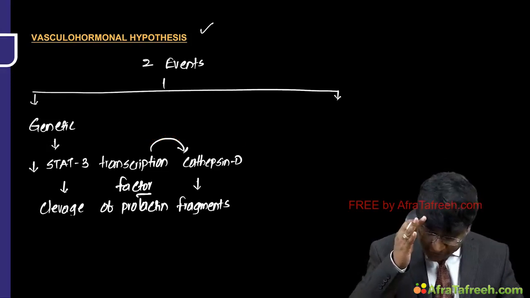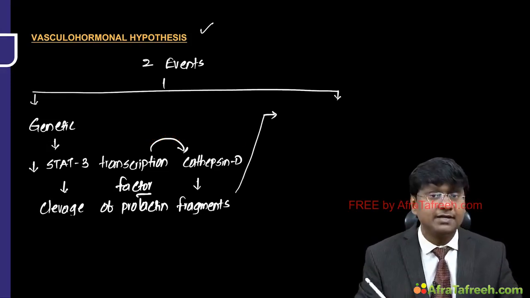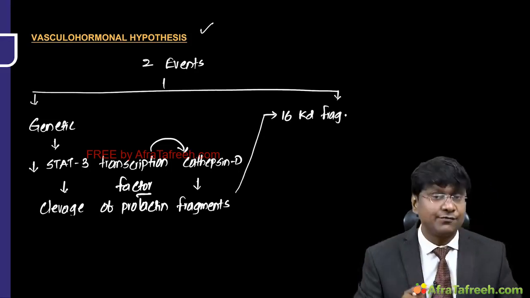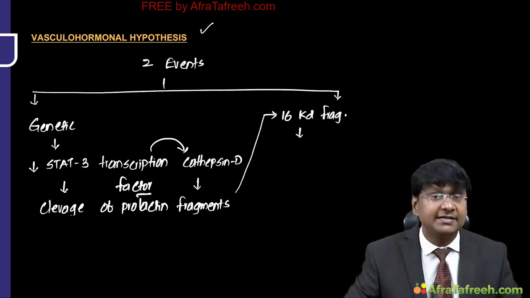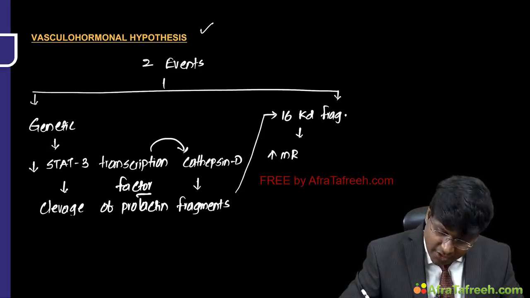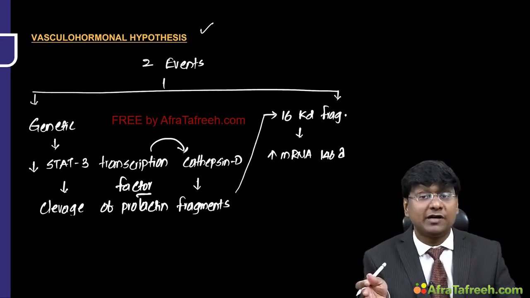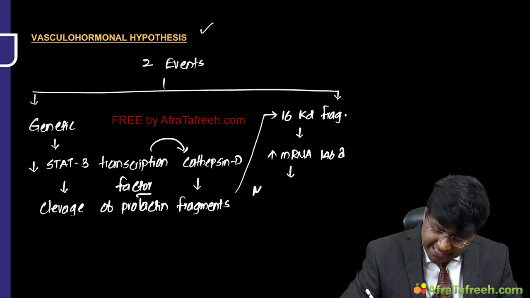Now, because of the cleavage of the prolactin fragments, what is formed? There is formation of 16 kilodalton fragments, and these 16 kilodalton fragments increase microRNA 146A, and that will cause myocardial apoptosis.